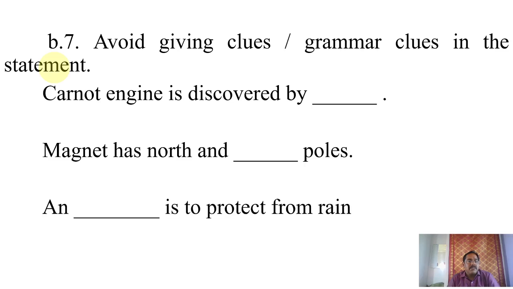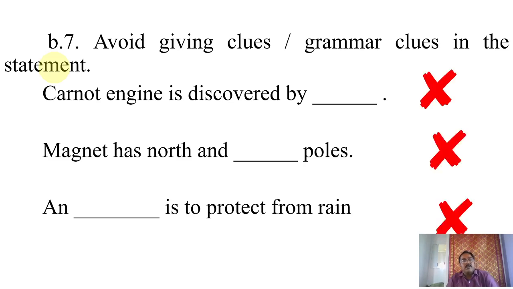A dash and dash is to protect from rain. And so umbrella, U, A, E, I, O. So the prefix 'an' will become necessary. So we are giving a grammatical clue. So all these things we have to avoid. So hope from B1 to B7, all these things will give an idea to consider a good fill in the blanks or completion type question.